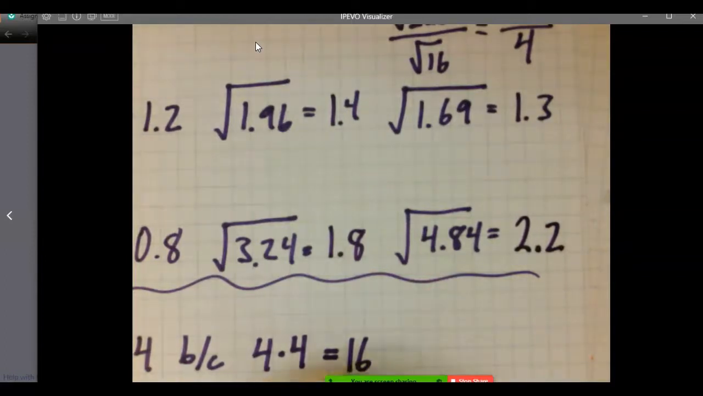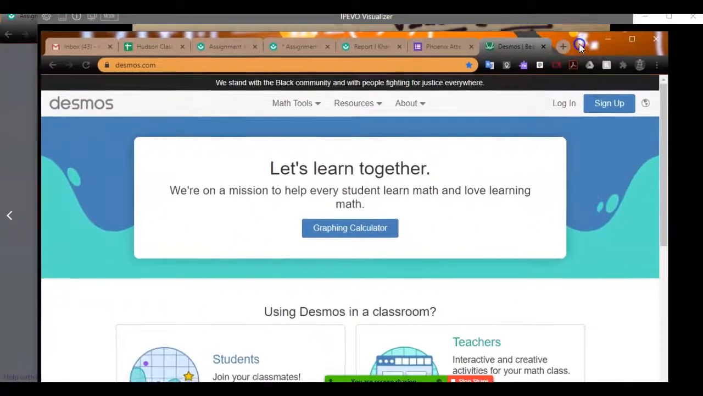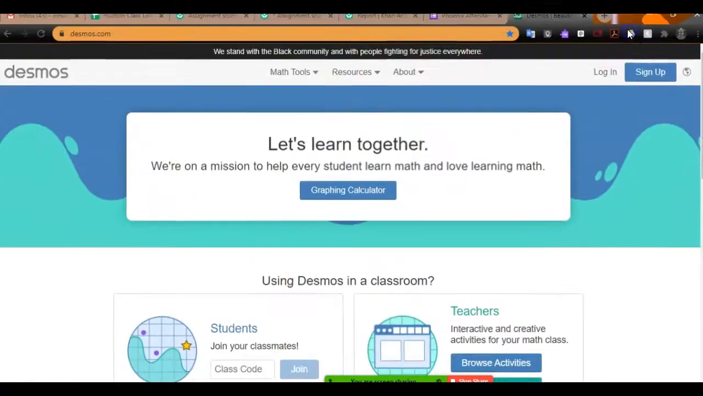So, now that we've talked about how to use our calculator to help us with that, the tough thing is, well, if we don't have a calculator, what are we supposed to do? Well, first off, we can go play with numbers in the Desmos online calculator. So, if you go to desmos.com, it's like my favorite math website ever.